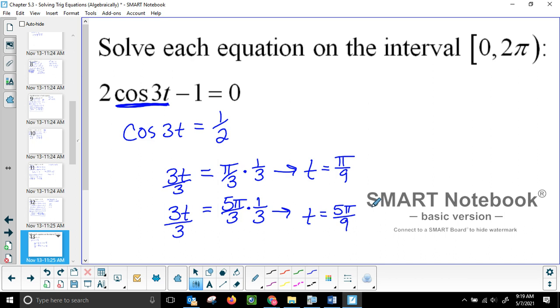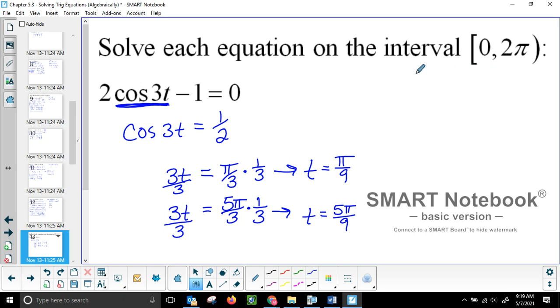Now it's tempting to think that we are done right here. We are not quite done yet. I'm sorry that you drew your boxes prematurely. It says on the interval 0 to 2 pi.